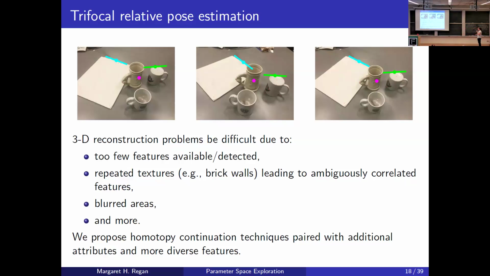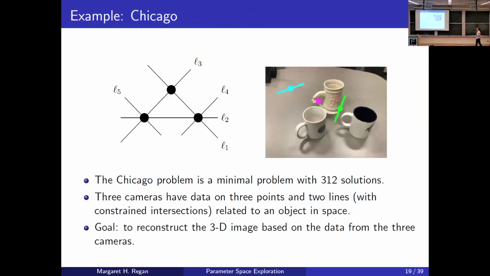In these cases, a lot of times there are some blurred areas or it's hard to differentiate different textures in the images. There are 3 cameras, and we have 3 points and 2 lines. We called it the Chicago problem. It's called the Chicago problem because there are 312 solutions, and that is the area code, at least one area code, in Chicago.